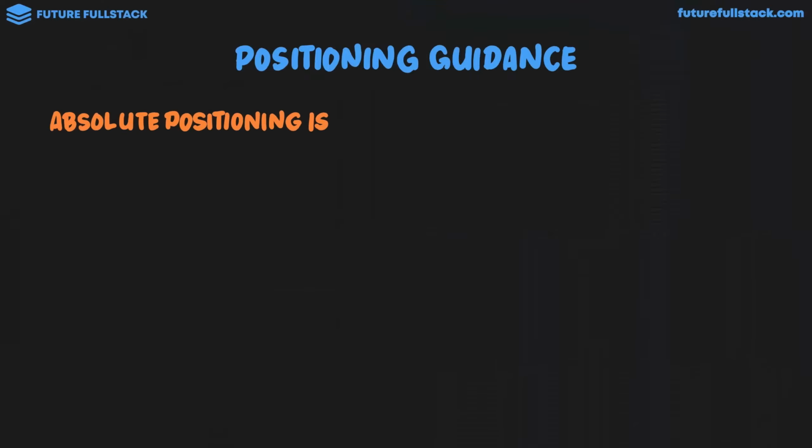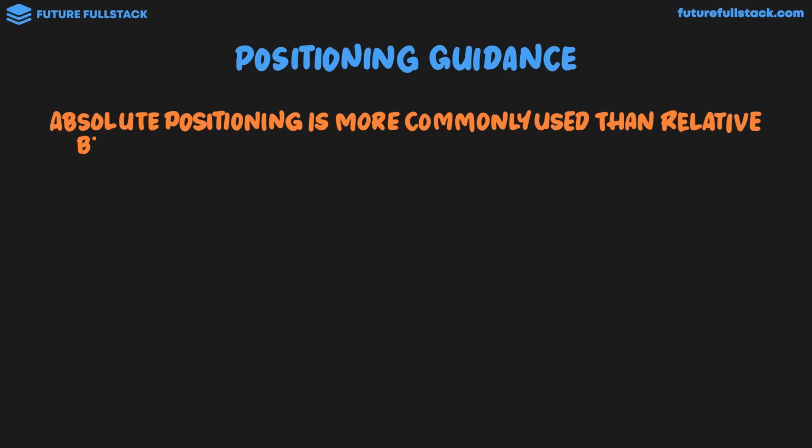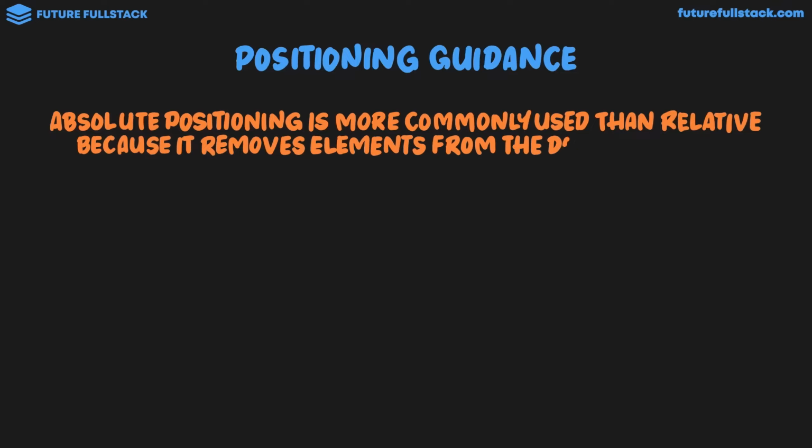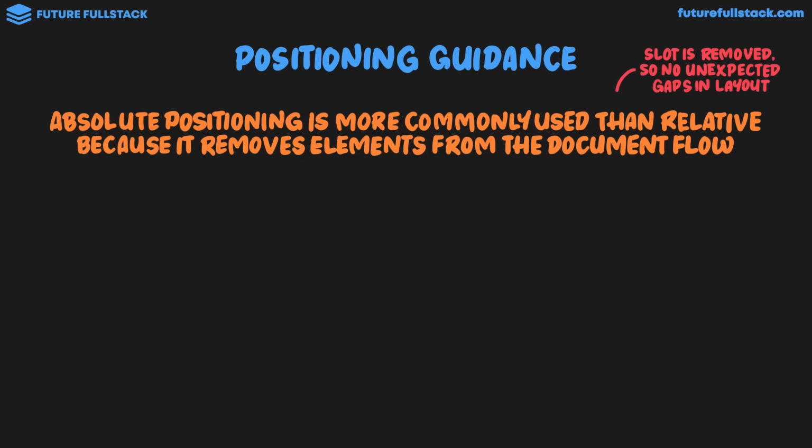Absolute positioning is more commonly used than relative positioning because it removes elements from the document flow. This is preferred because the slot is removed, so there's no unexpected gaps in the layout.